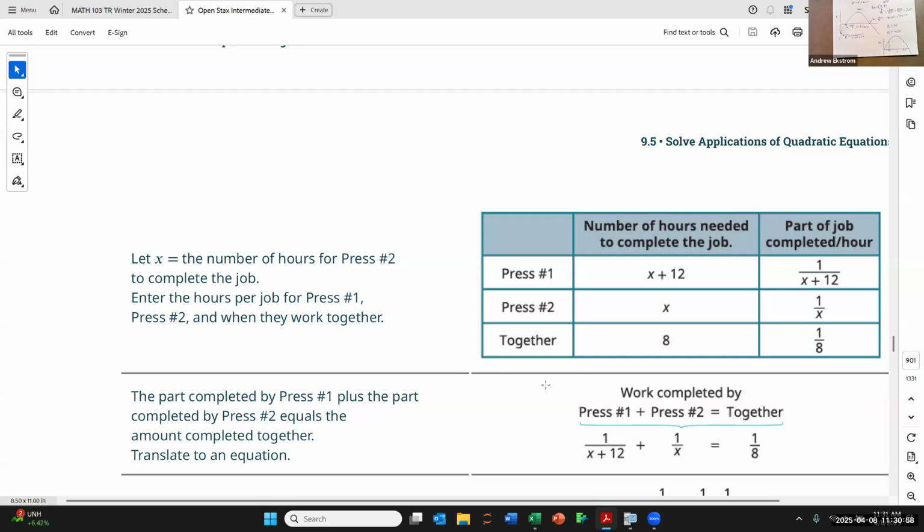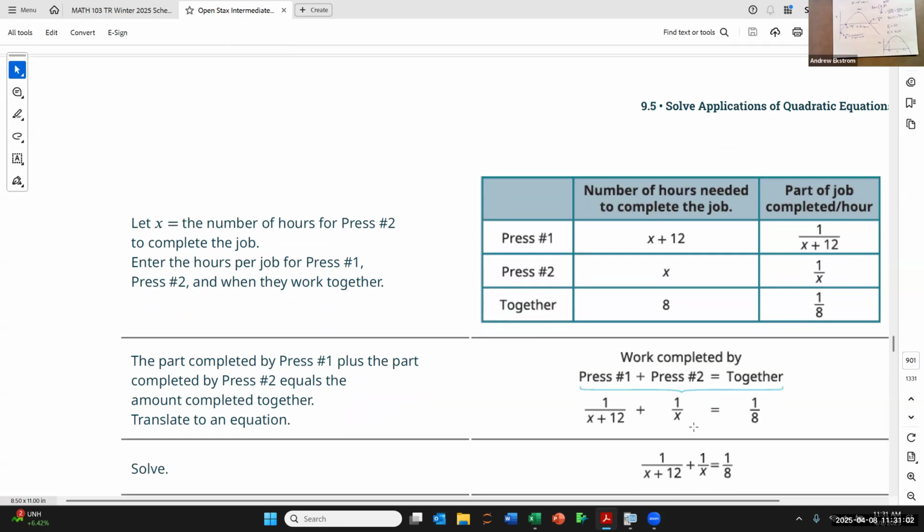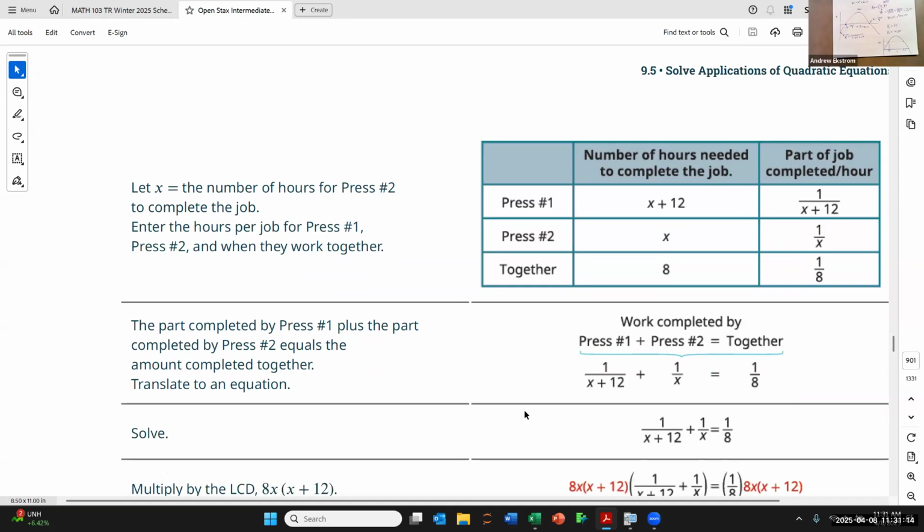That's exactly what this problem is. The difference is, you know the time that they can do it together, and you know that one is a little bit slower than the other. But it's the exact same math that we did before. So it's 1 over T1 plus 1 over T2 equals 1 over T total.